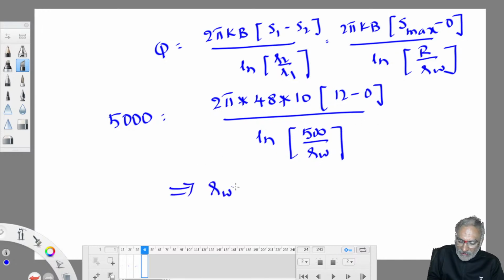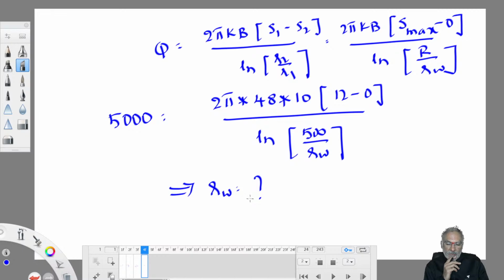You can find out the diameter of the well. If you know the radius of the well, you can find out the diameter. So what is the radius of the well from this? How can you work it out? Simplify this equation. So 5000 by 2 into pi into 48 into 10 into 12. This is ln, so if you want to remove that, it is e power the answer. Okay, I have removed the logarithmic term. So 500 by this, I am left with RW only.